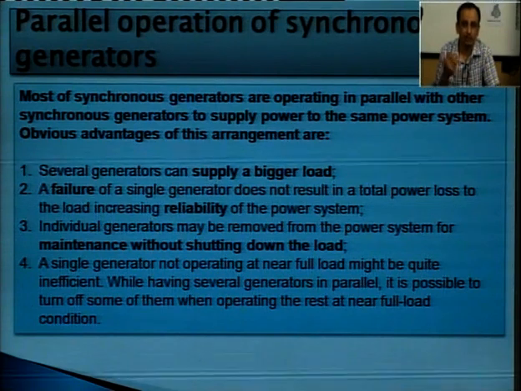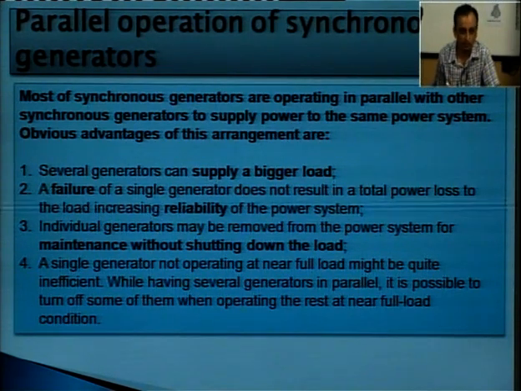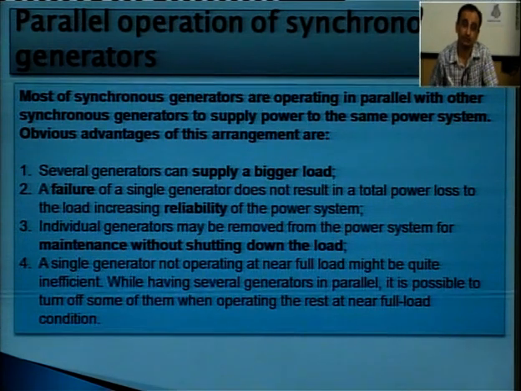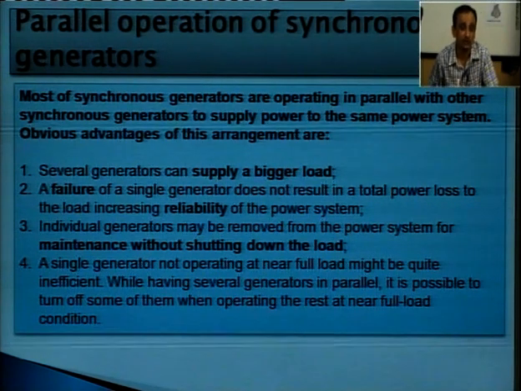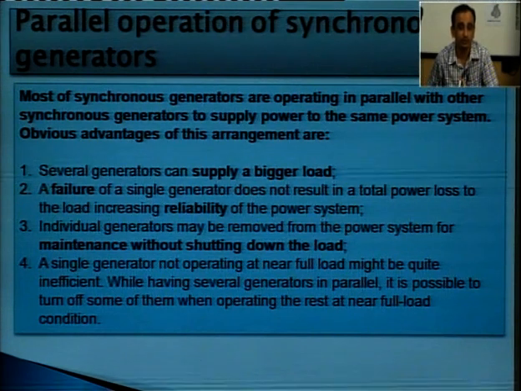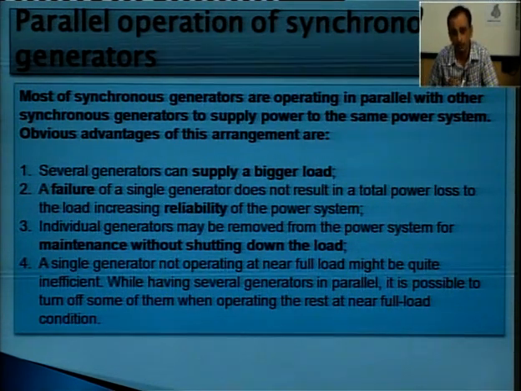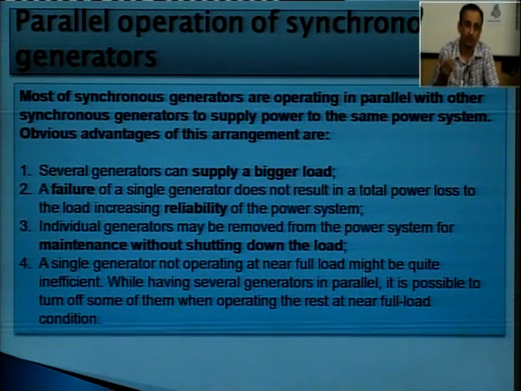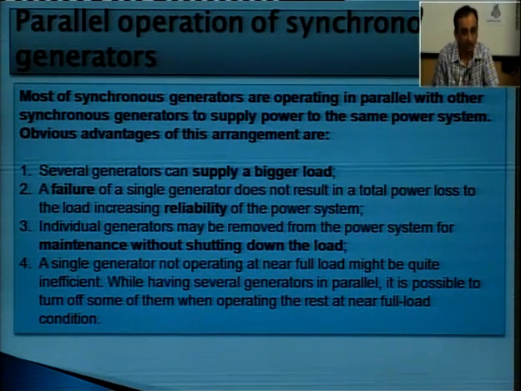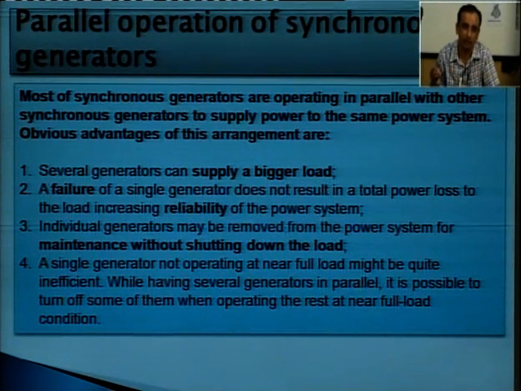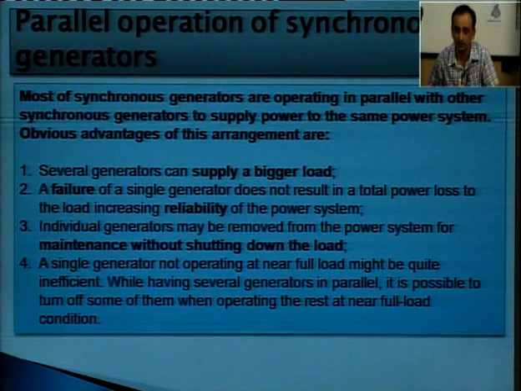Similarly, if maintenance has to be done in due course of time, in case there is only one generator connected, during maintenance you need to go for load shedding. But if a number of generators are connected in parallel, supply can be carried out from the other generators. So, maintenance scheduling can also be done very easily.